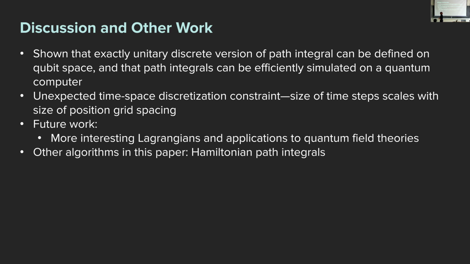And as I mentioned, there are other algorithms in this paper. There are 2 more algorithms on Hamiltonian path integrals where we don't go through the whole process of coming up with a Lagrangian. So if you don't have something like p squared plus V of x, you can just stick with the Hamiltonian formulation, and where you insert the resolutions of identity, you still do that with the Hamiltonian terms.